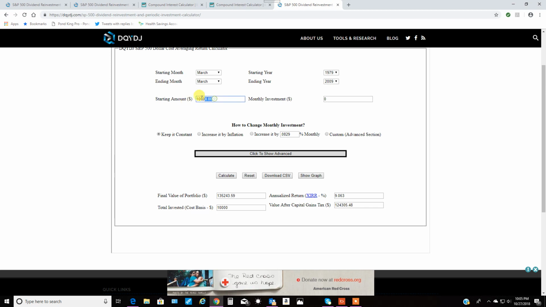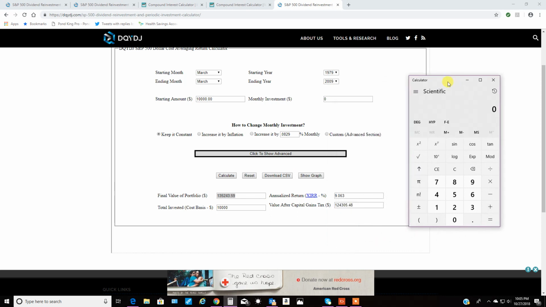So here I have a $10,000 starting investment. We start in 1979. We end in March of 2009. That's when the stock market hit rock bottom, right? Well, that $10,000 would turn into $135,000. Let's find out how much 10,000 goes into, say, 135,243 divided by 10,000. That goes in there 13 times.